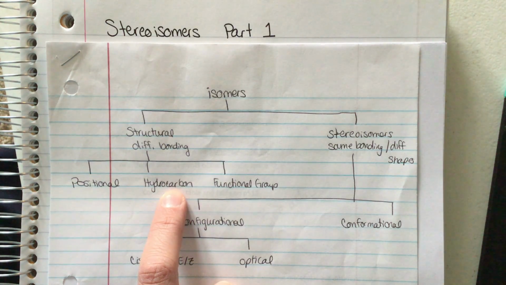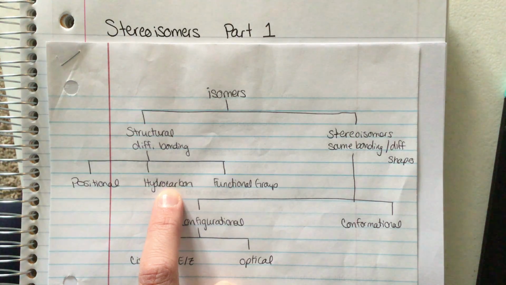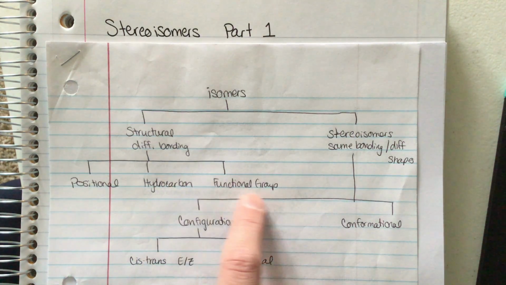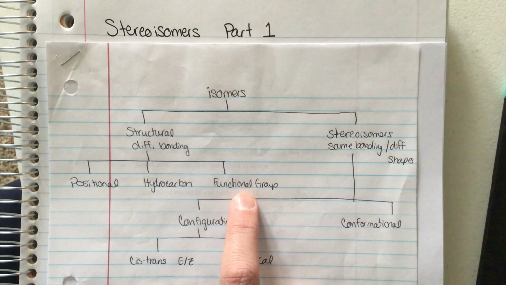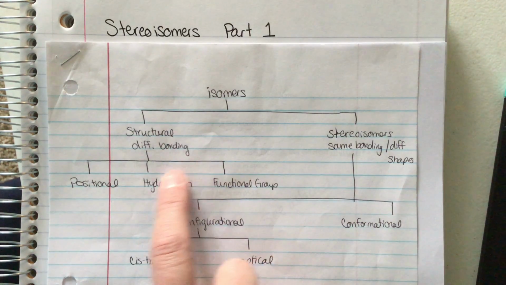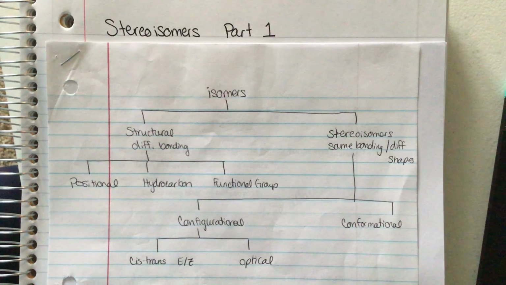You can have a hydrocarbon isomer, which is where you branch them off, but you still have the same number of carbons and hydrogens. And you can have functional group isomers where you still have the same carbons, hydrogens, and oxygens. It's just maybe you have a different group that's represented. So that was day 1 of organic.